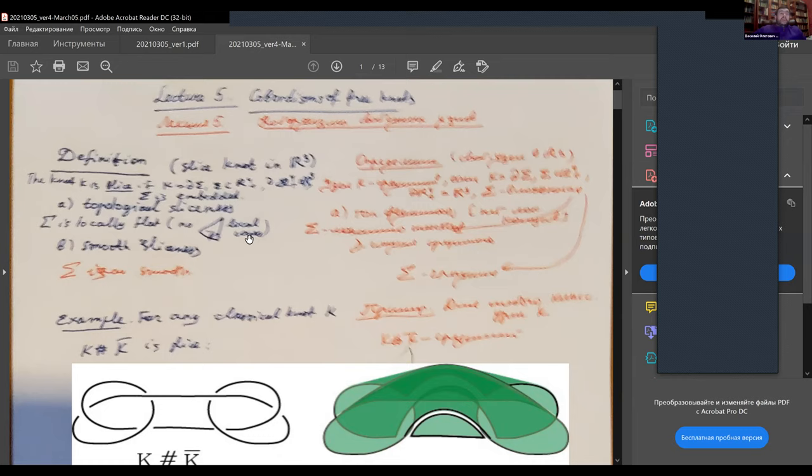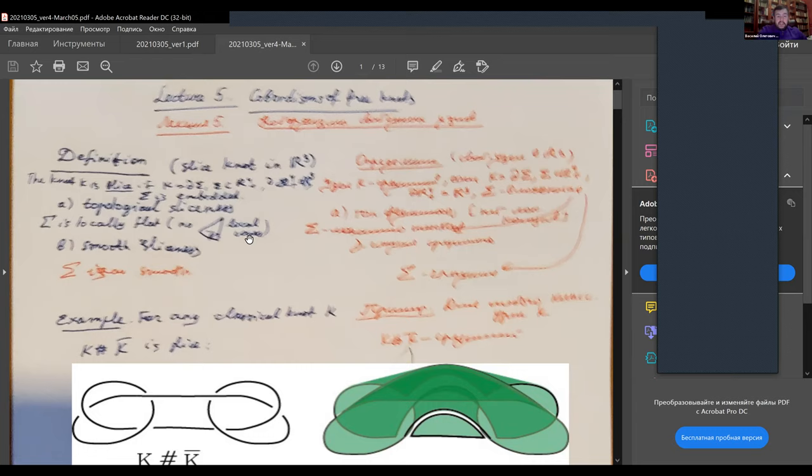Locally this cylinder, of course, is at each point a manifold, and actually this manifold can be nothing else but a disk. So the fact is that we should require some local flatness condition. So what does this local flatness mean?